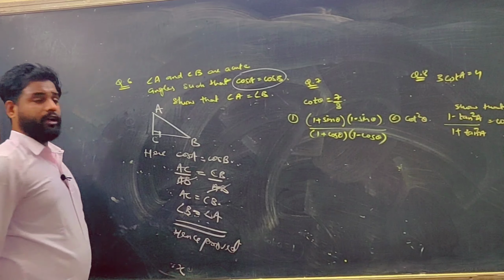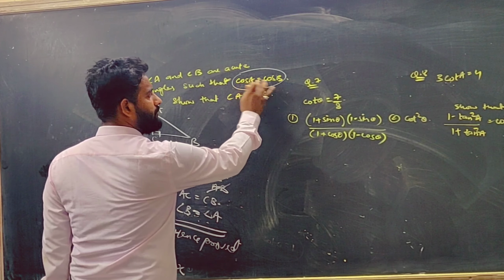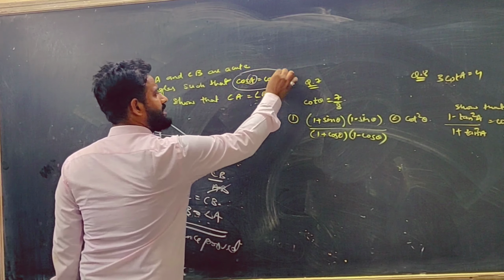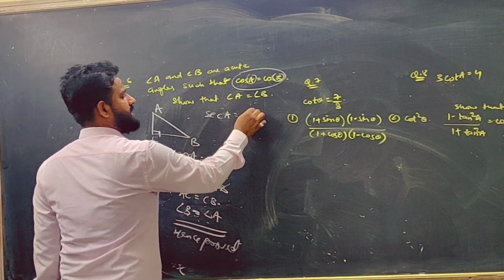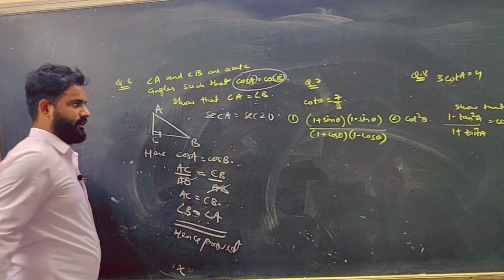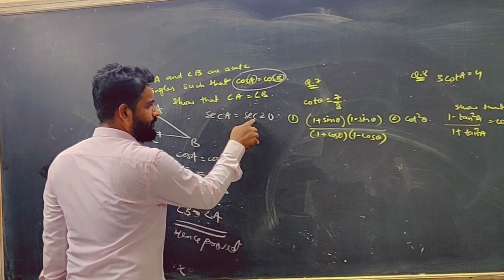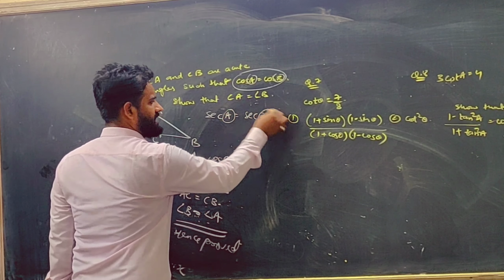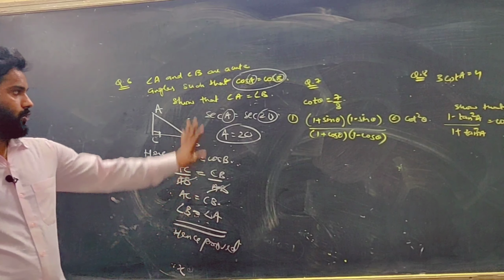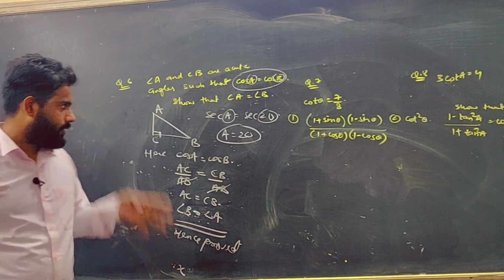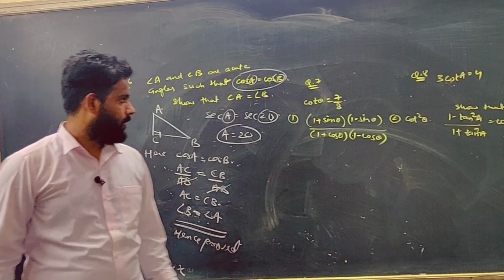So here comes one important thing. Whenever the same trigonometric function is on both sides, you can write that the angles are equal. Suppose sec A is equal to sec 20 is given. Both sides have the same trigonometric function, so you can simply write A is equal to 20. So mind that concept.